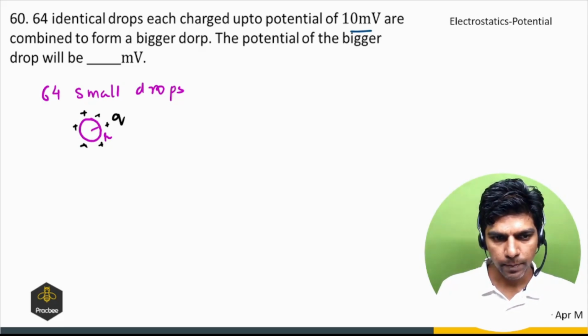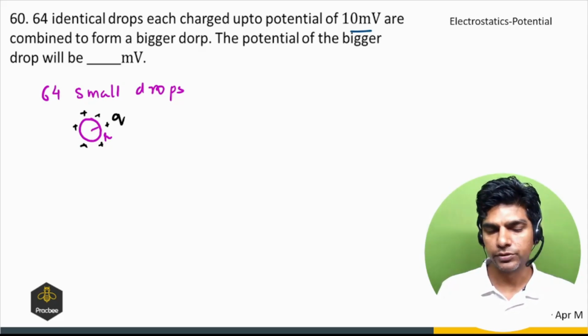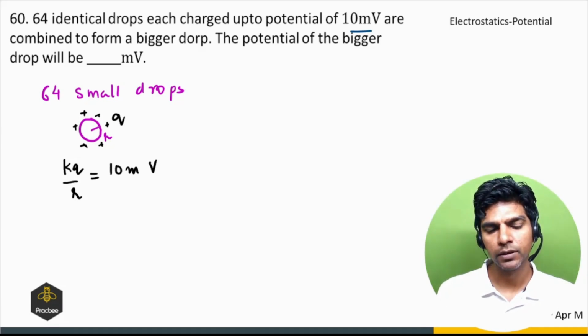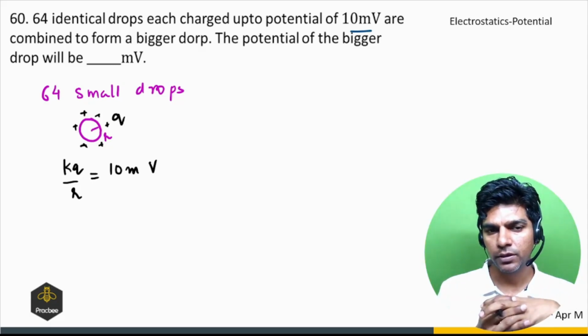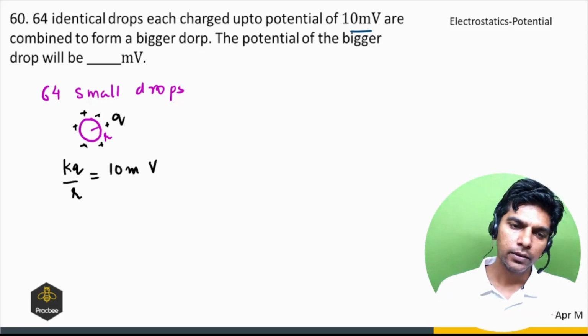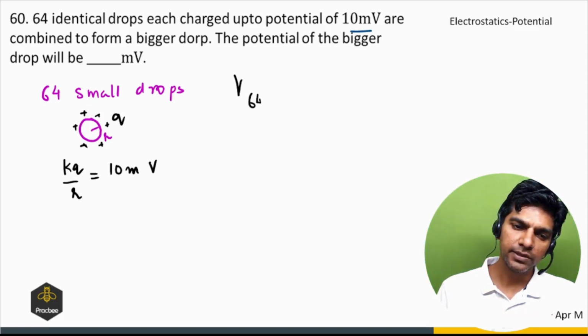And each is being charged to 10 millivolts. So what is the potential of the single drop? It will be kq by r, and that is given as 10 millivolts, right? Now what we have done, we have joined the 64 drops into a single drop. So in such questions you have to conserve volume. So we can say volume of 64 drops should be equal to volume of big drop, right?